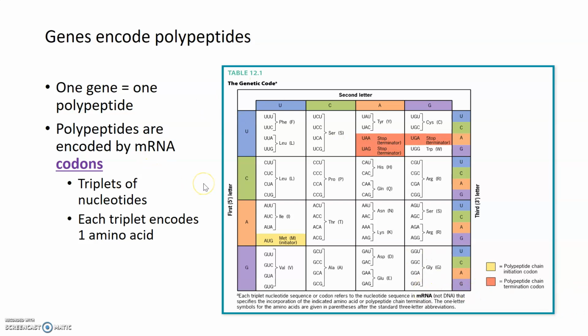Codons are just triplets of nucleotides, and you can see them here, right? So one codon would be UUU. And each codon encodes one particular amino acid, right? So the codon UUU, or uracil, uracil, uracil, would encode the amino acid phenylalanine. And this is what's called the genetic code table or the codon table, and it helps you translate, pun intended, the codons of mRNA into which amino acid they encode.